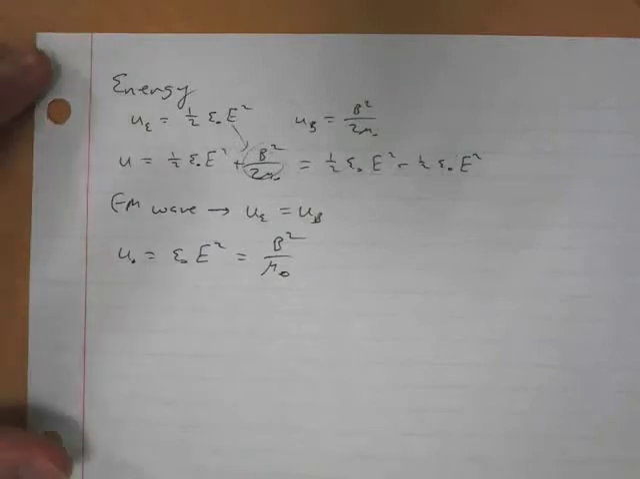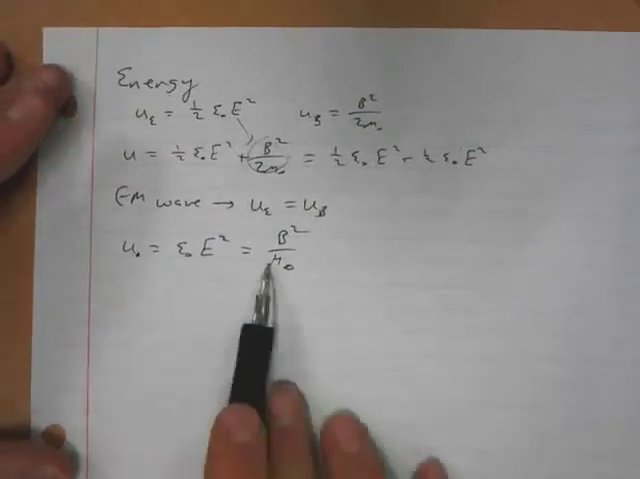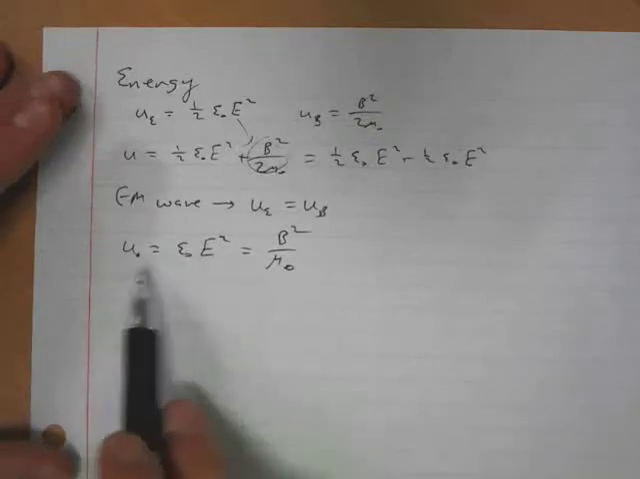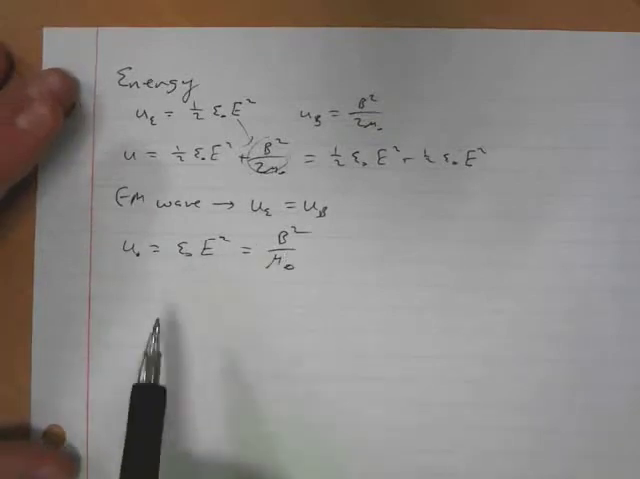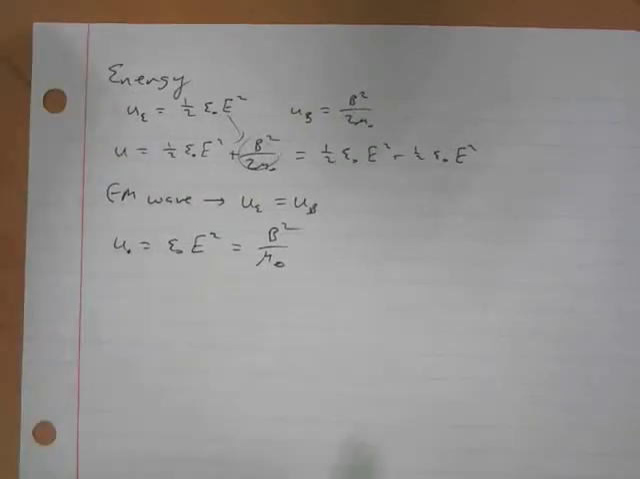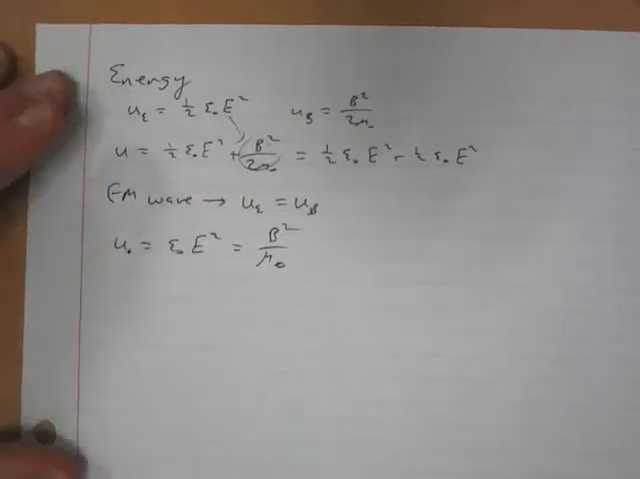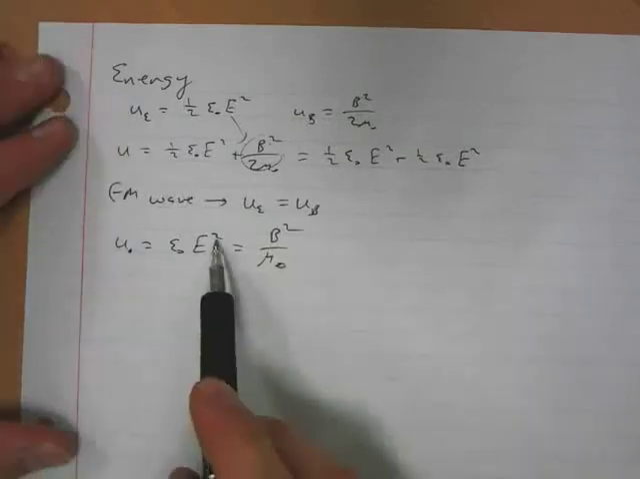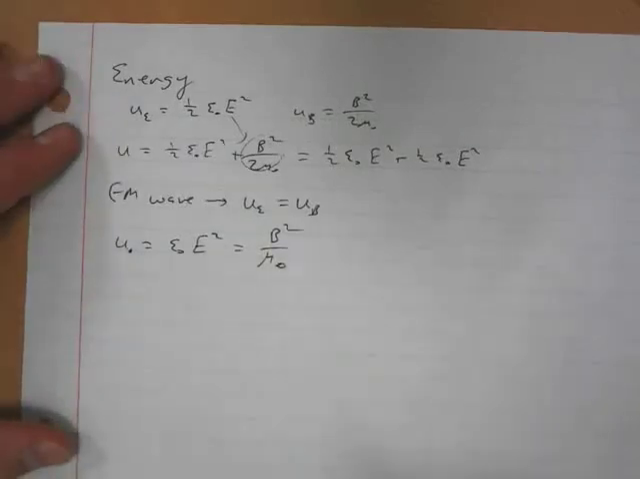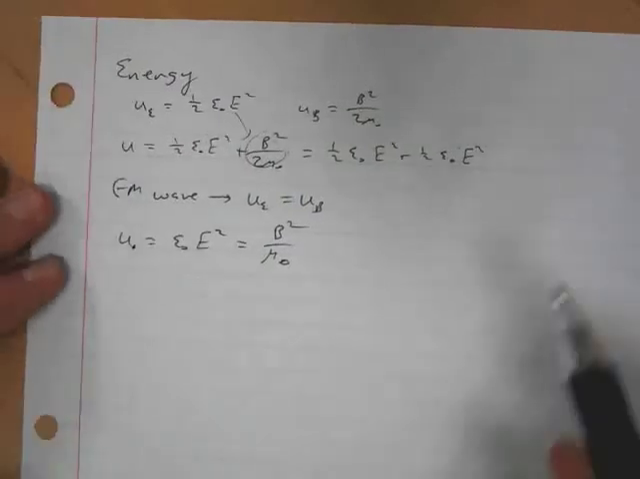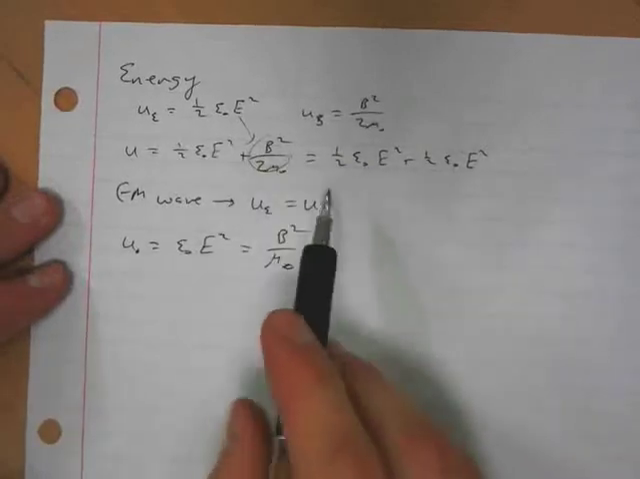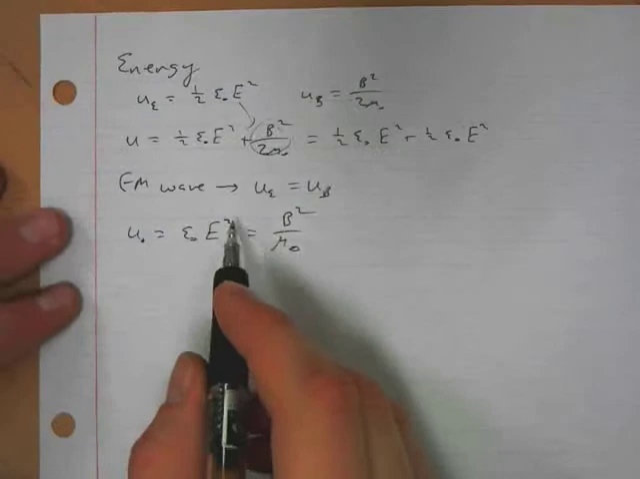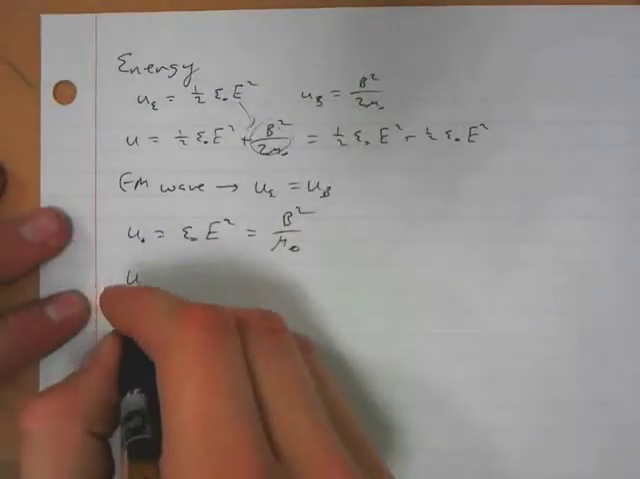Now, both fields, the electric and magnetic fields, are sinusoidal, and we know the average value of a sine wave is 0. However, because it's squared, that kind of makes things positive. So when we talk about the energy density of an electromagnetic wave, we often talk about the average energy density.